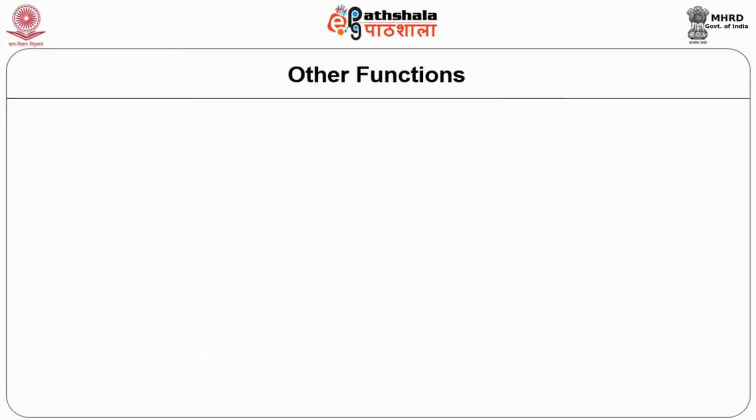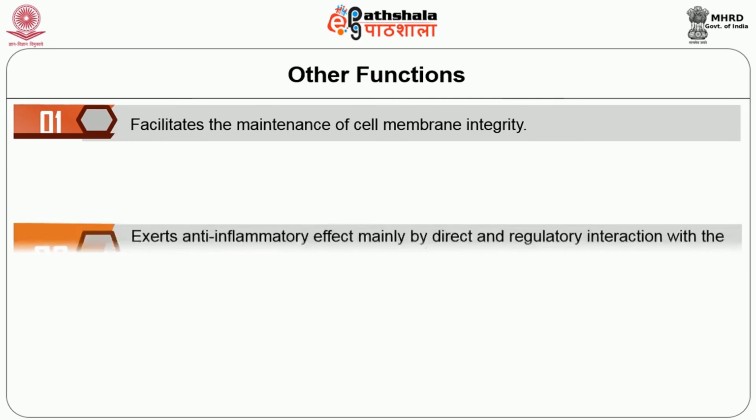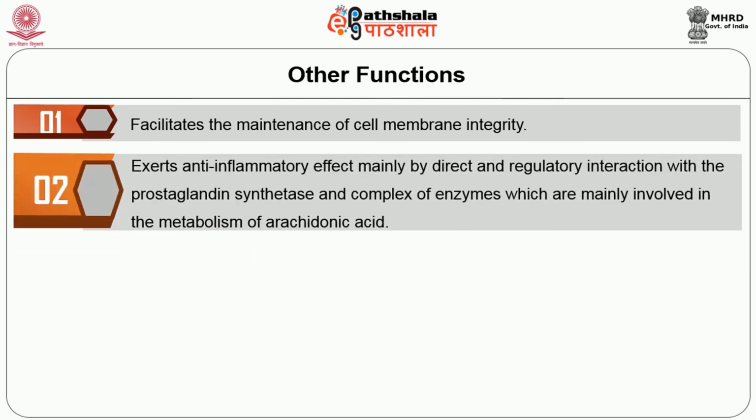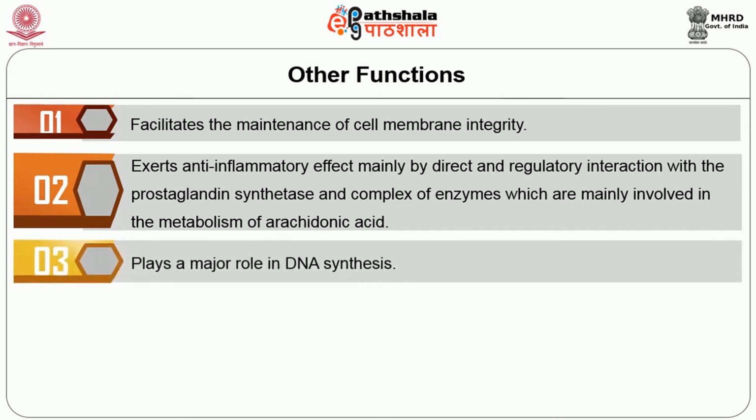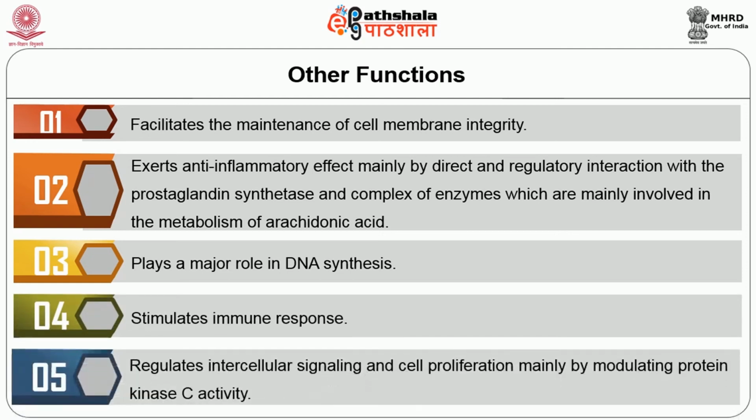Other related functions. Apart from its antioxidative role, vitamin E takes part in other biological processes also, which are as follows. It facilitates the maintenance of cell membrane integrity and exerts an anti-inflammatory effect, mainly by direct and regulatory interaction with the prostaglandin synthetase complex of enzymes, which are mainly involved in the metabolism of arachidonic acid. It also plays a major role in DNA synthesis. It stimulates the immune response and regulates intercellular signaling and cell proliferation, mainly by modulating protein kinase C activity.